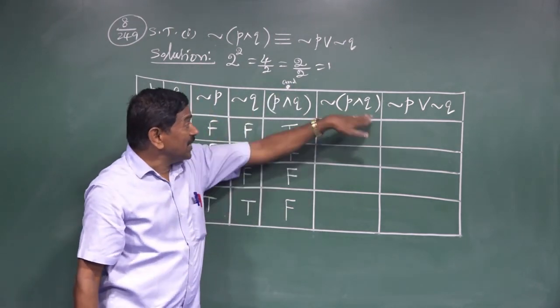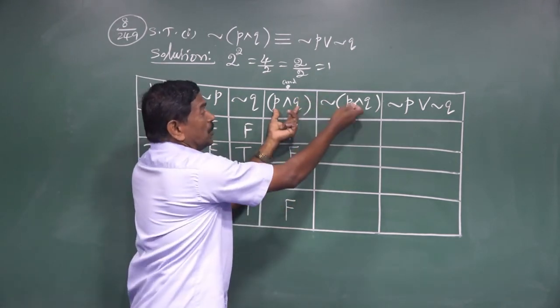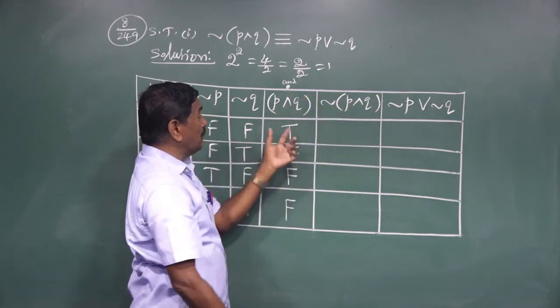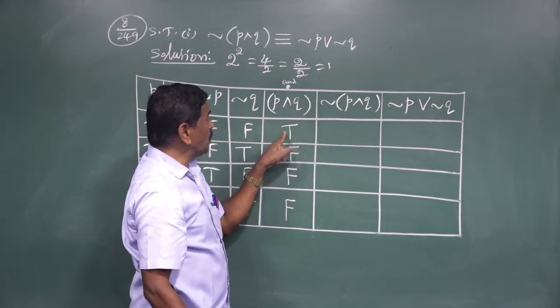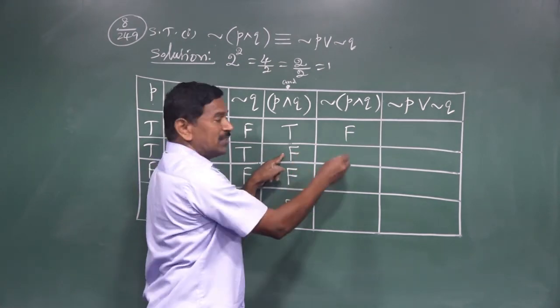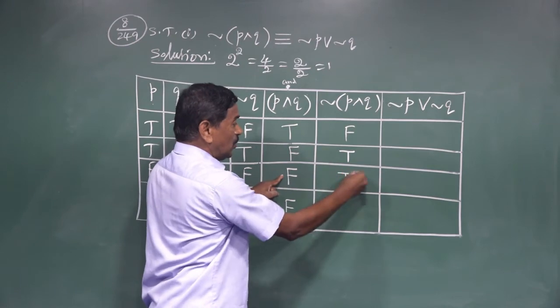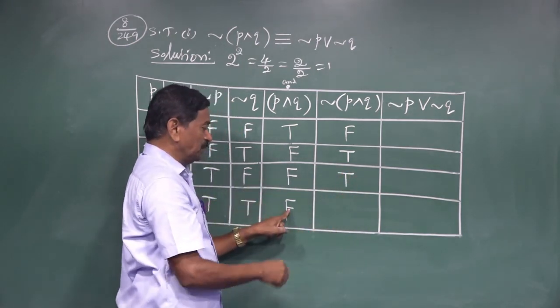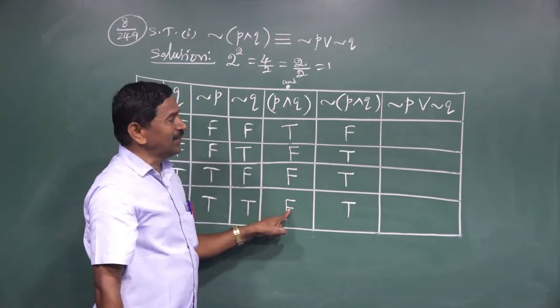Next, negation of P and Q. It is P and Q, and its opposite answer. Negation of P and Q means the opposite of the answer of P and Q. True, opposite false. False, opposite true. False, opposite true. False, opposite true. Completed.